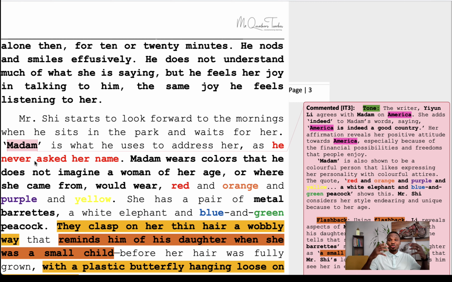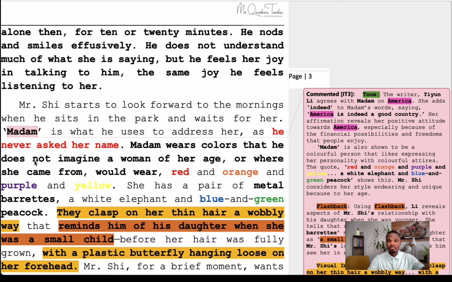Then we are told about visual imagery of what Madame is wearing, or her attire. She comes across as a very elderly, but colorful, fashionable woman. So we're told that Madame wears colors that he does not imagine a woman her age or where she came from would wear. You see, Mr. Chi has this idea of what Madame should be wearing, but he's shocked by the kind of clothes she's wearing. She's presented as someone rather colorful, and this is an important point because we're going to see that Mr. Chi wants his daughter to meet Madame so that Madame's fashion sense and happiness for life will rub off on his daughter.